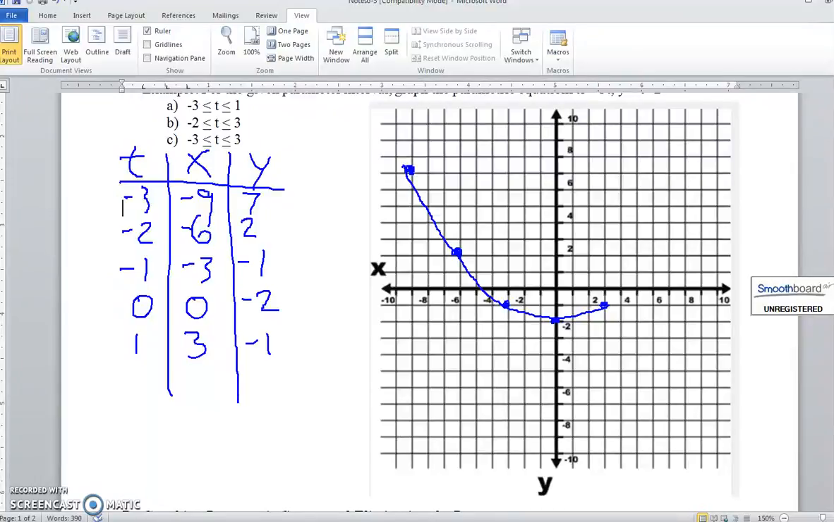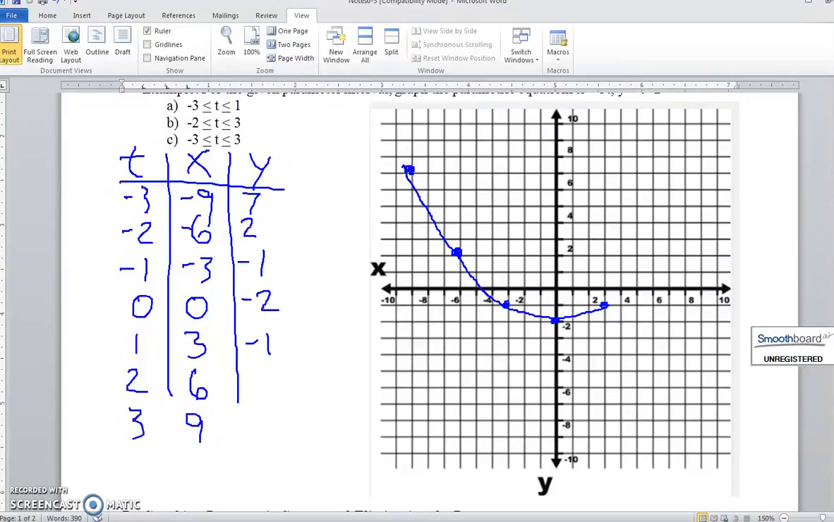Now part B says do the same thing, but only look at t values between -2 and 3. So I need to go back and add a couple of t values to my chart. I'm just going to add 2 and 3. If I plug 2 in for x, I get +6, and for 3, I get +9. If I plug 2 into the y equation, I get +2, and then +7. That's my chart.